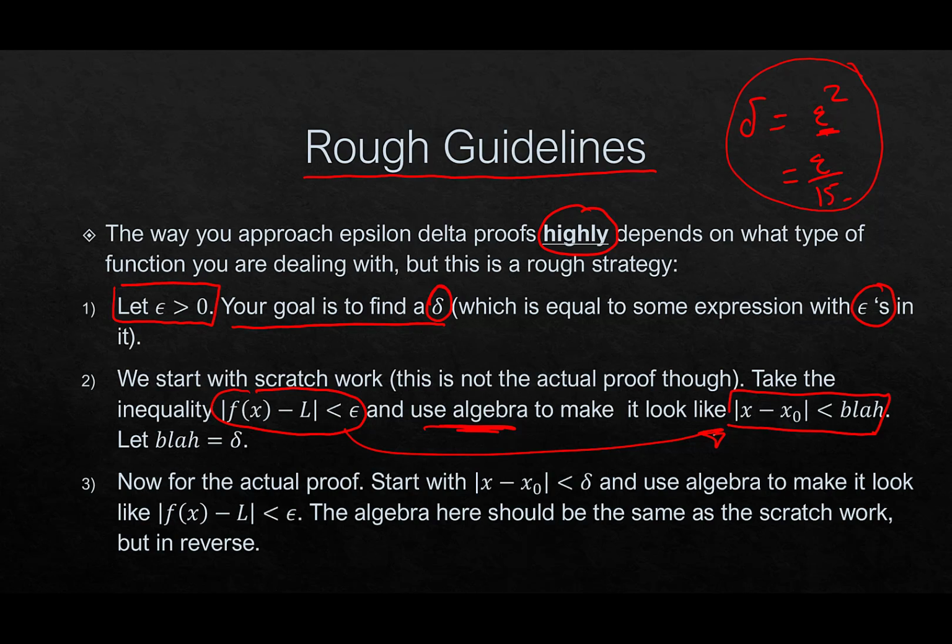And then when we actually go to prove, we start with x minus x naught is less than delta, and then use our algebra to get f of x minus L is less than epsilon. So again, when you're trying to prove an epsilon delta proof, we usually start sort of backwards. You start with some scratch work. Okay, this is in your actual proof, but start with the end, and then somehow get the beginning out of it. And then when you actually go to write your proof, you kind of just go backwards. Now this is, again, a rough guideline. It depends definitely on what kind of function you're dealing with, but these are usually good starting points.